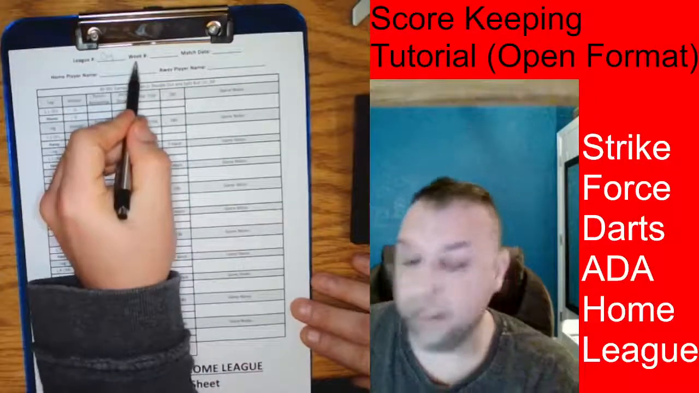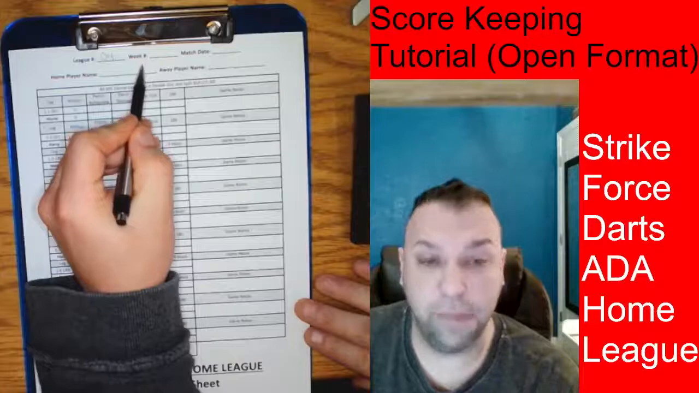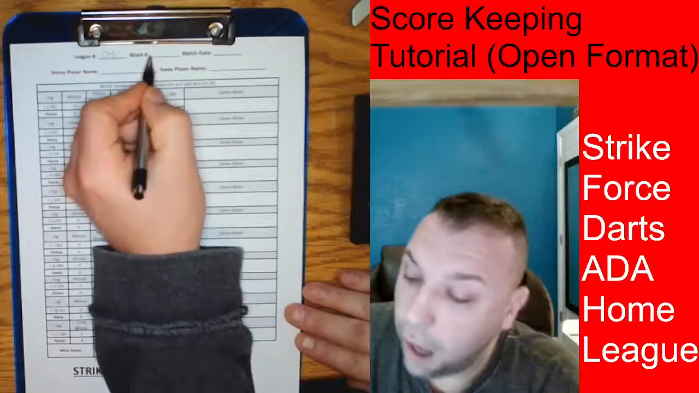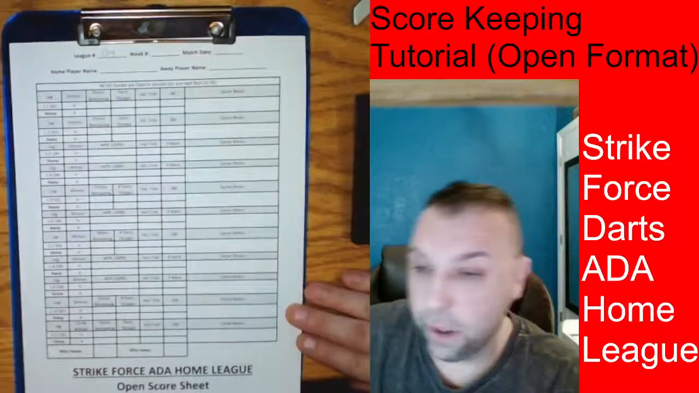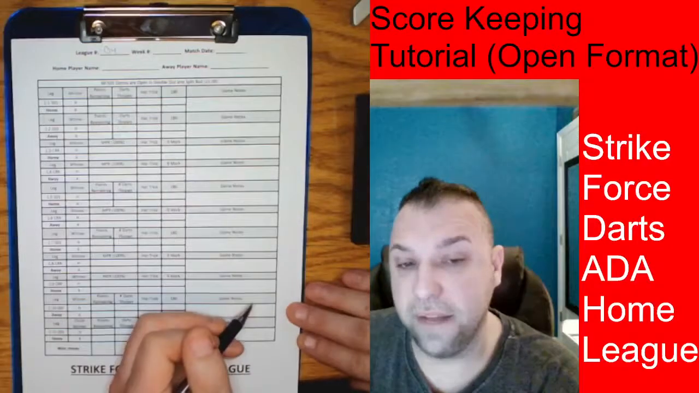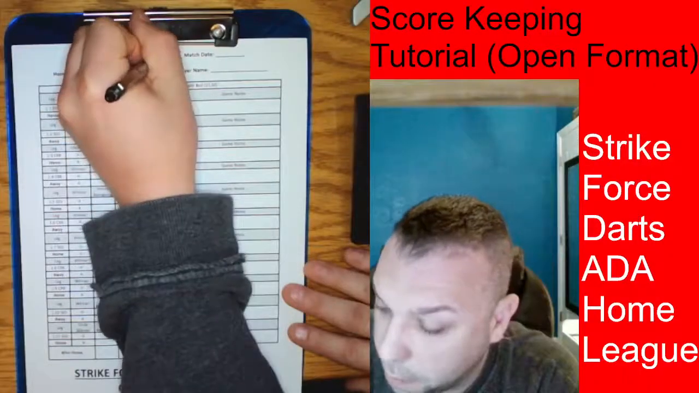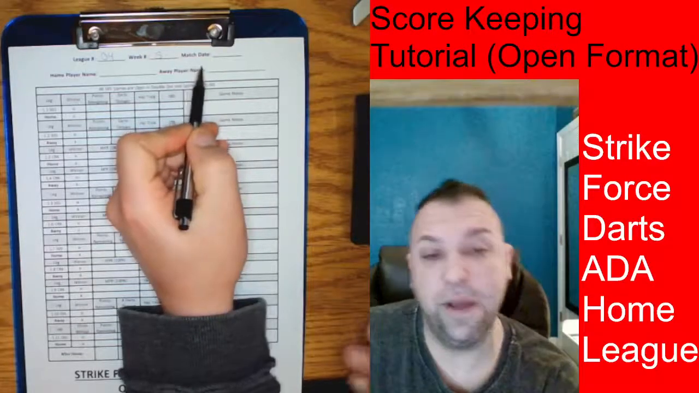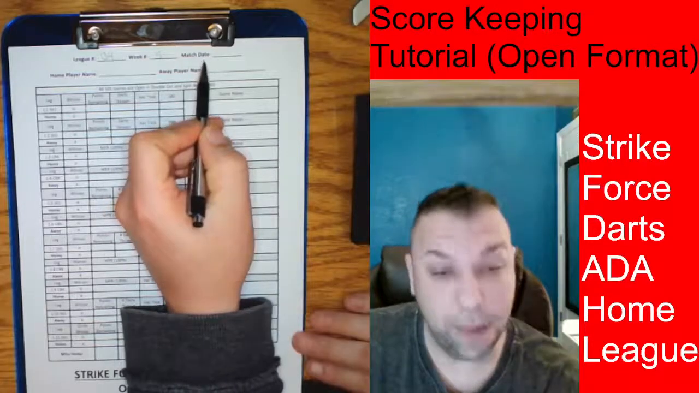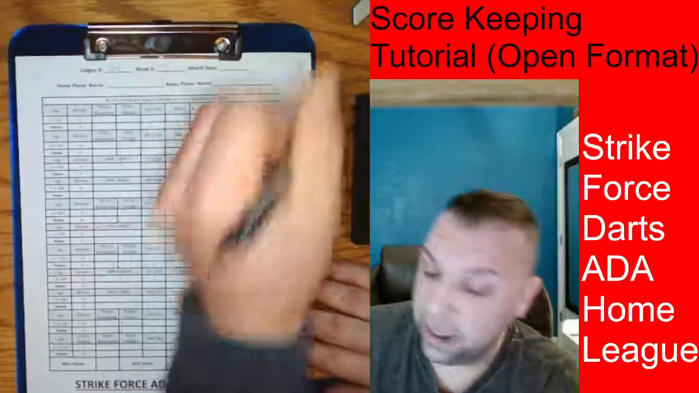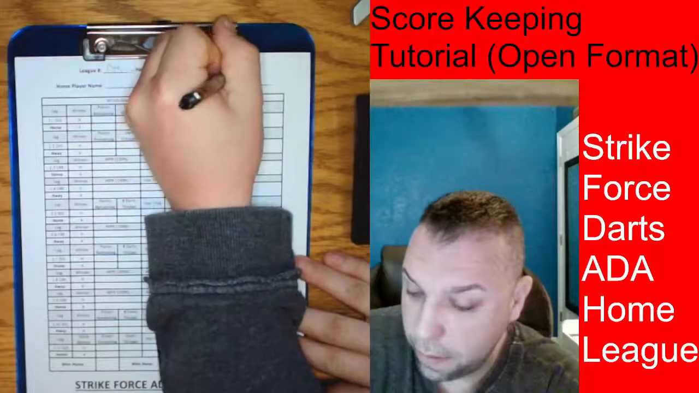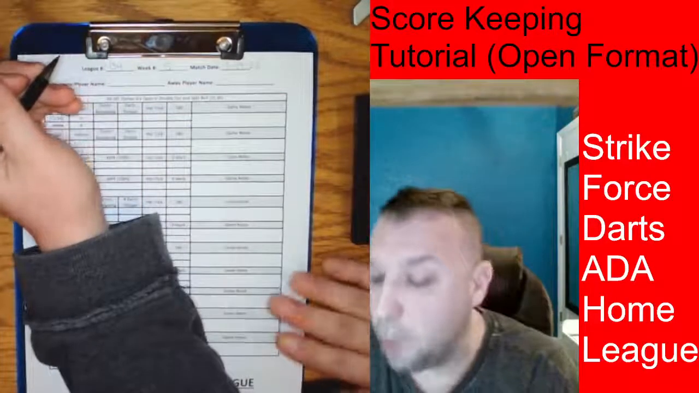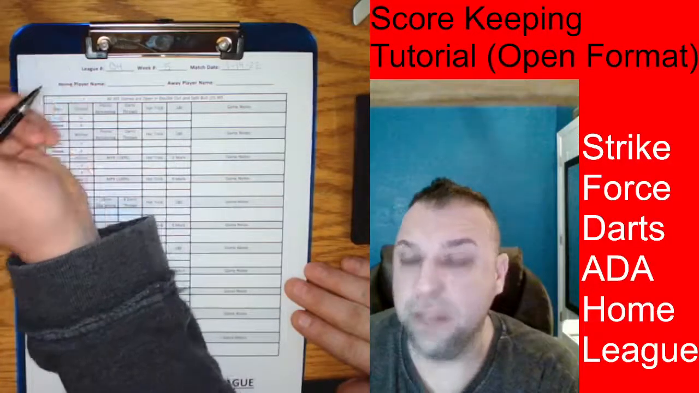Week number. This is the week number according to your schedule. The schedule will be posted in the group chat, as well as you can look at it on the scoring site. So you need to write what week number it is. As you're looking down the schedule, it says the week numbers on the left-hand side. So let's just say week number 5. Write that there. Match date. This is not what the match date is supposed to be according to the schedule. This is the date you actually played it. Today is January 14th, so I'm going to write 1/14/22.